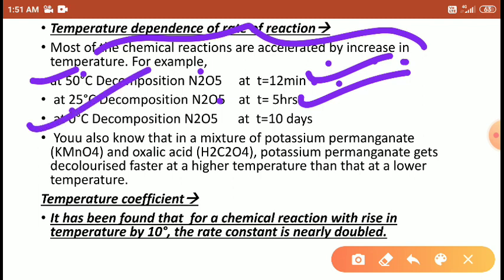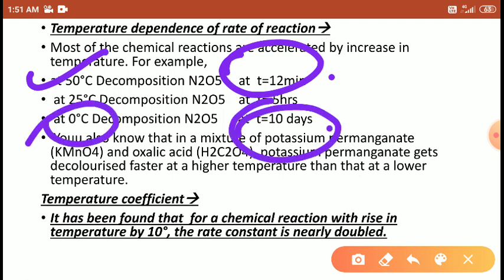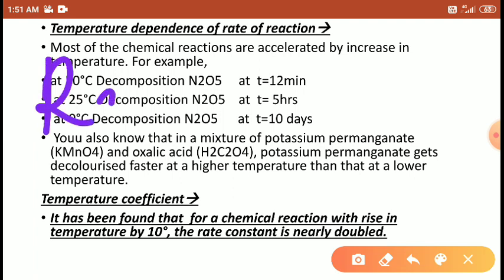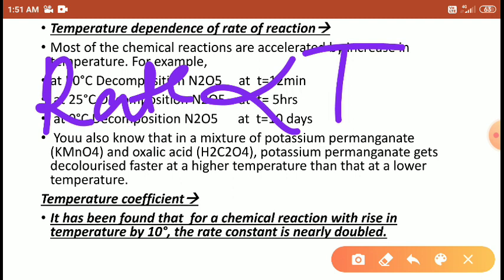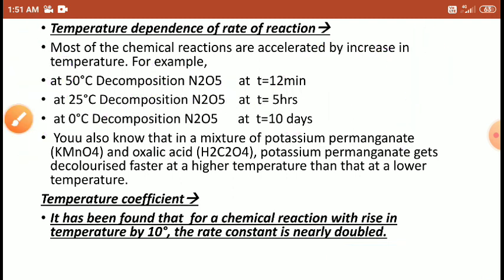At 0 degrees Celsius, the decomposition of nitrogen pentoxide takes 10 days. So it means, students, that when the temperature is high, the rate of reaction is also high. If the temperature is less, the rate of reaction is less. So the rate of reaction is directly related to temperature. Temperature increases, the rate of reaction also increases, right students?